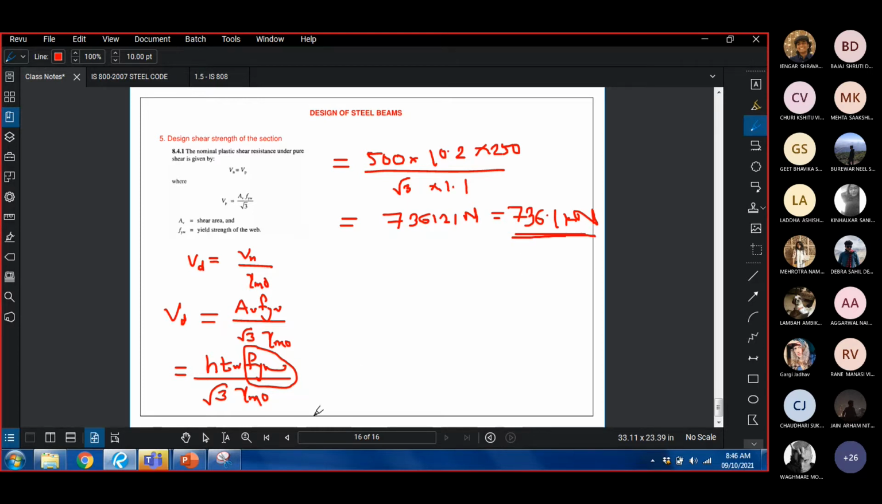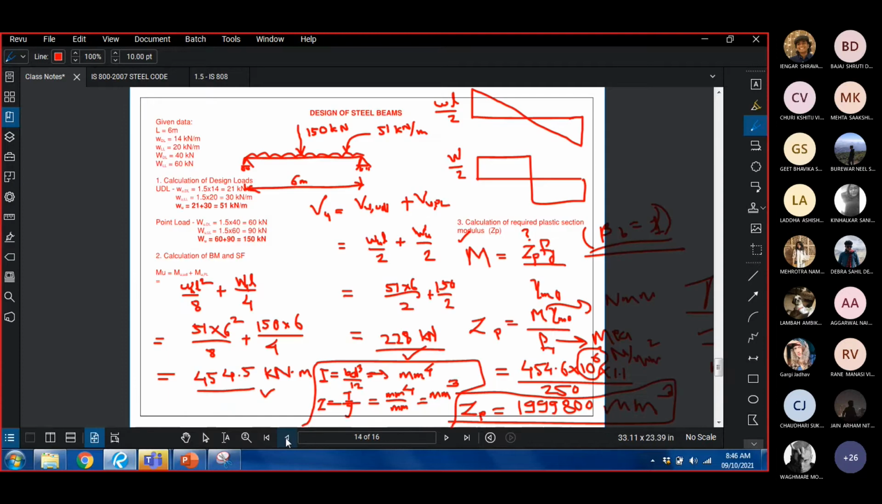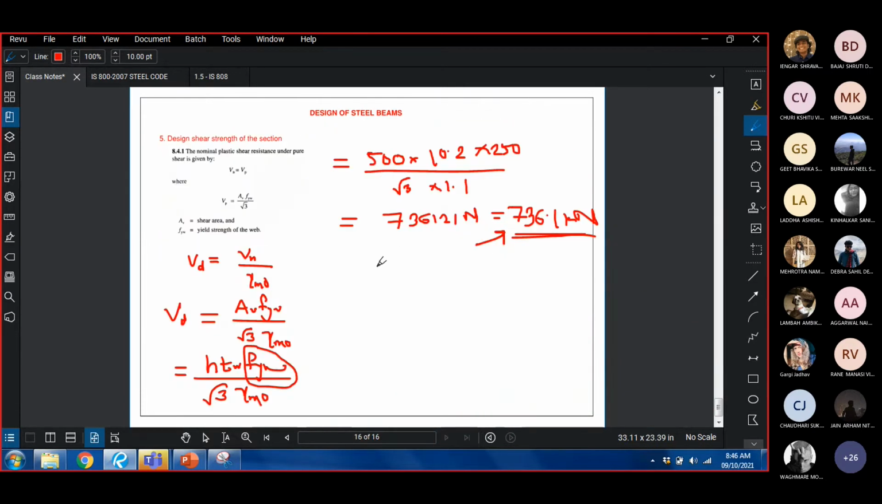Now you have to compare this number with the value of shear force that we found out. What is the value? 228. This is the demand, and this is our capacity. Okay, so what we see is that this is greater than Vu, which is 228 kilonewton. Therefore, the section is adequate in shear. So this shear check is finished.